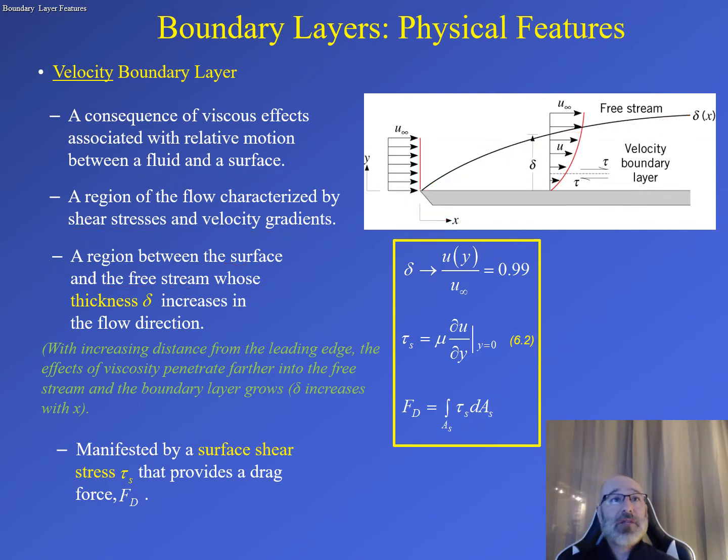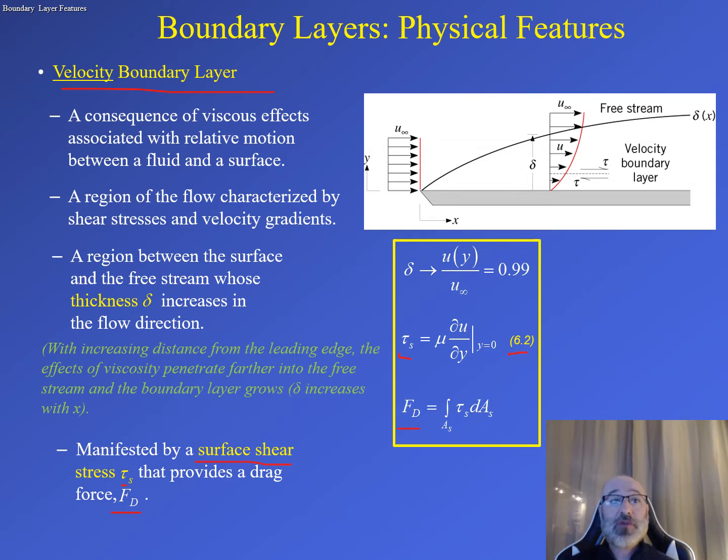Now our velocity boundary layer is going to be manifested by a surface shear stress, or tau sub s. Now this is also going to provide a drag force, or F sub d. So this surface shear stress, or tau sub s, is given by equation 6.2 in our textbook. So we have this relationship here, and we can see our F sub d is right here.